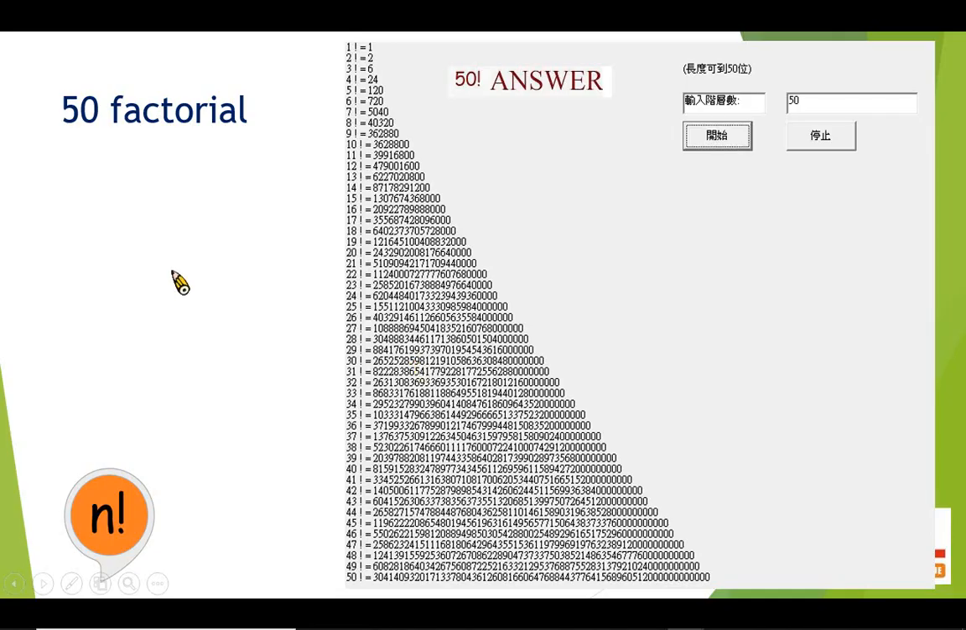This is also the case if you want 50 factorial. I think it is impossible to do by hand calculation. But if you let the computer do it, very quickly, no more than 1 second, you can get the answer.